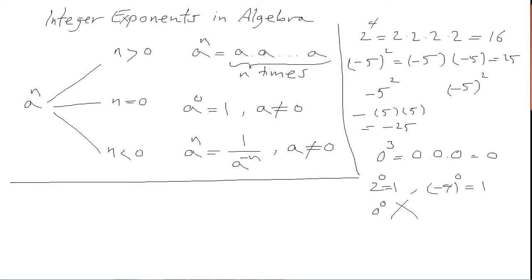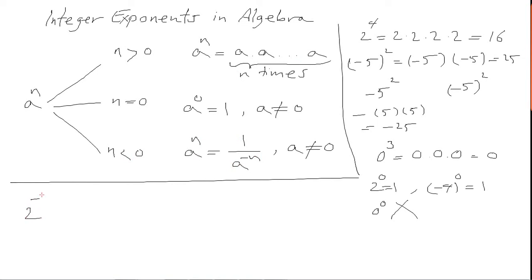So the third case is where n is something negative, n is a negative integer, something like negative 1, negative 2, negative 3. So if n is a negative integer, then this is how we define a to the power of n. It's 1 over a to the power of negative n, and if n is negative, then negative n will be positive. And this denominator here follows this formula that we defined here. So let me give you a few examples.